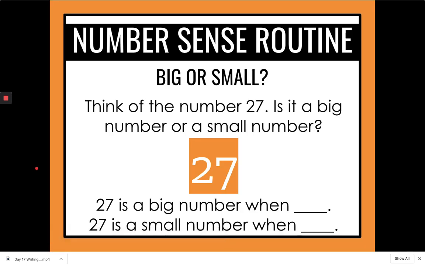So the first thing we always start with every day is a number sense routine. Y'all should know that. So first thing I want you to think of is the number 27. I want you to think about the number 27 as a big number, and then think about the number 27 as a small number. So 27 is a big number when it's the number of people living in my house.